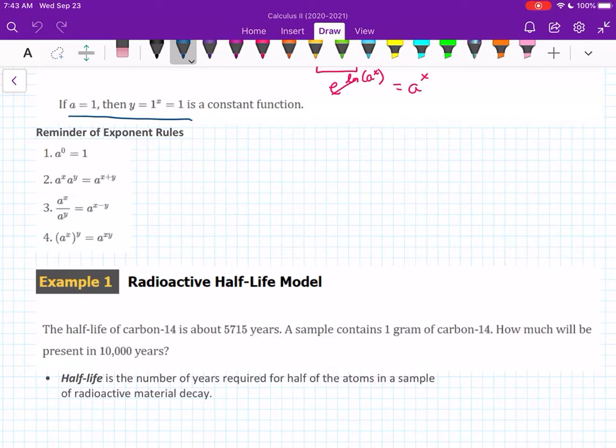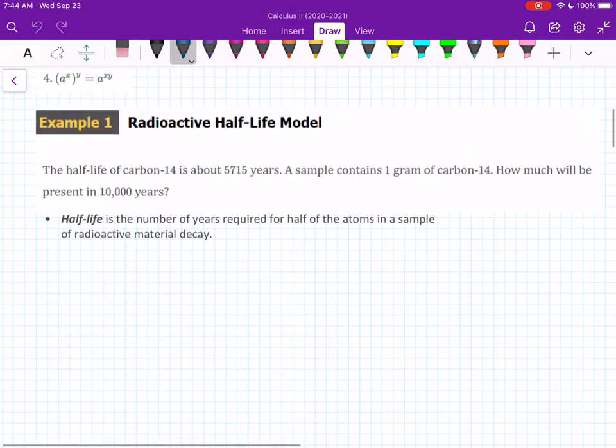Our first example is a radioactive half-life model. The half-life of carbon-14 is approximately 5,715 years. A sample contains 1 gram of carbon-14. How much will be present in 10,000 years? So a reminder about half-life: half-life is the number of years required for half of the atoms in a sample of radioactive material to decay. All right, so let's think about this.